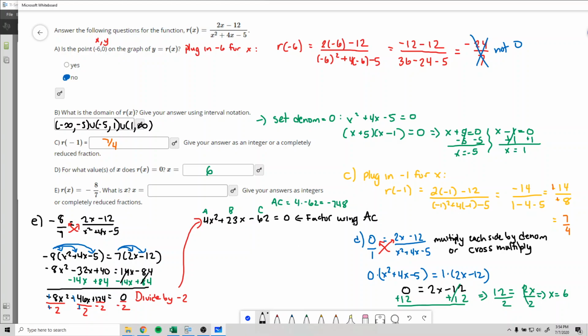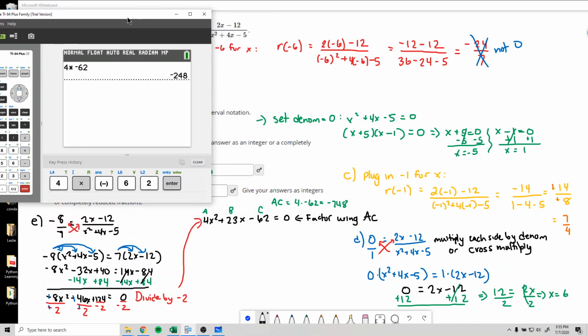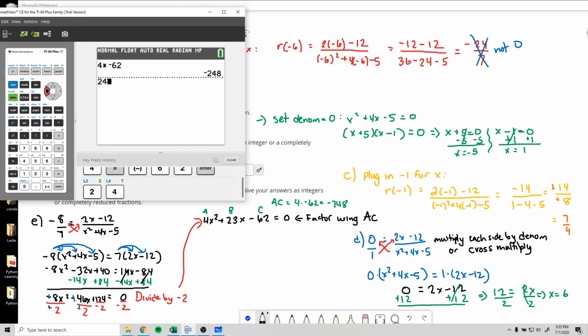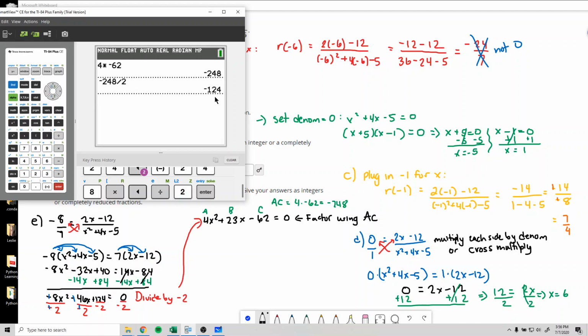All right, so we want two numbers that multiply to negative 248 and add to 23. Now we can use our calculator once again to help us. What I like to do, especially if you have an even number, is just divide by 2. And would 2 and negative 124 work? Definitely not. Those don't add to 23.